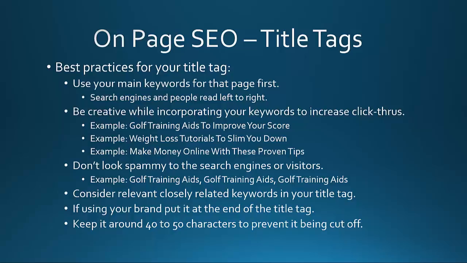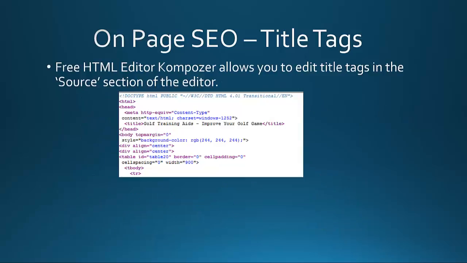Keep it around 40 to 50 characters to prevent it from being cut off in the search results. So that's one thing to keep in mind. If you use a catchy word at the end of your keyword phrase, make sure it's not too long, or else it's going to just have dot dot dot right after it instead of showing your entire phrase, because Google, beyond 40 to 50 characters, may cut it off. So here are, again, ways to improve your title tags.